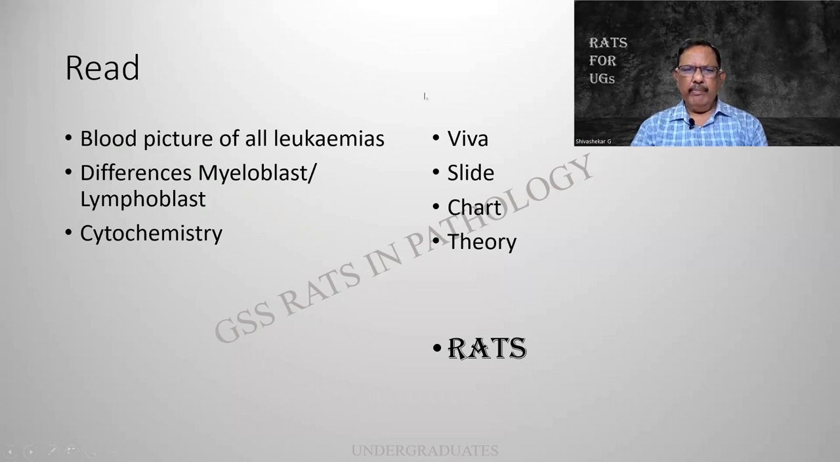So I have shown you the importance over here, the cytochemistry, etc. They can ask you, how will you differentiate between a lymphoblast and a myeloblast? When you do a PAS stain, the lymphoblast will be taking up a block positivity of the PAS. For the other things, you can use the other stains in cytochemistry.